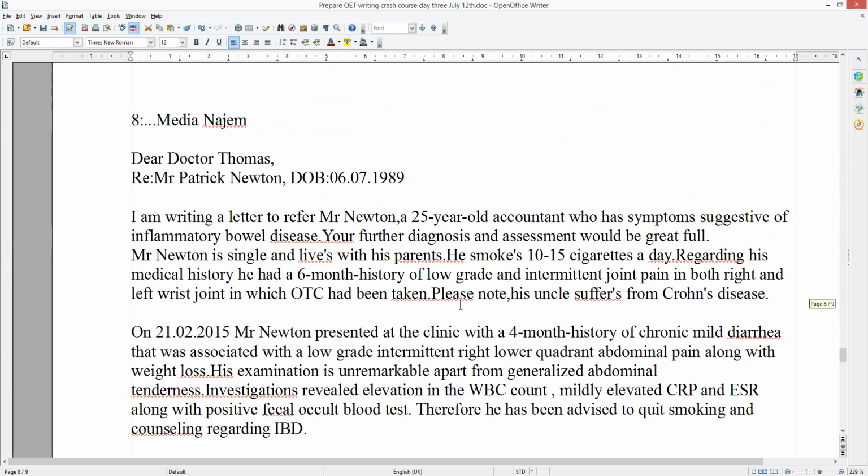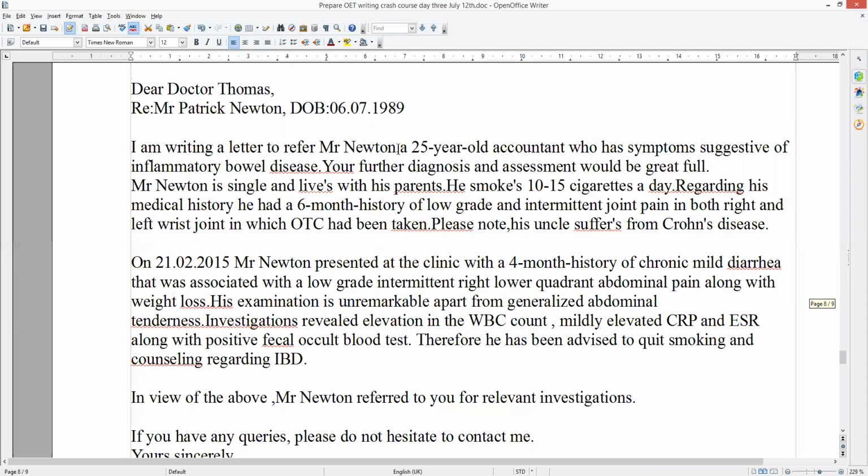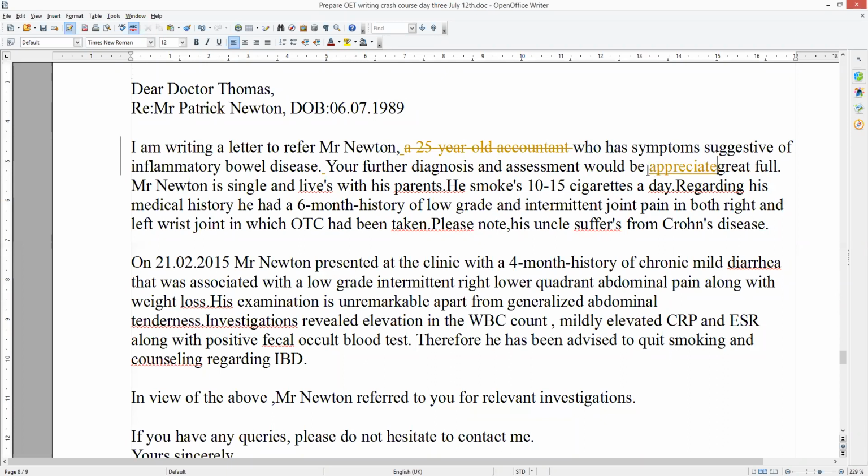Okay. I'm writing to refer Mr. Newton. Right. Well, we don't need that because we can work out his age here, and who cares if he's an accountant. Well, symptoms of inflammatory bowel disease, your further diagnosis and assessment would be grateful. What? You mean you would be grateful for, or he would be grateful, or would be appreciated, or would be gratefully appreciated? Because that doesn't make sense.